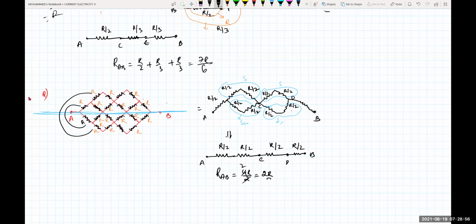This R by 2 and this R by 2 will be in series. So that will become for me how much, beta? R. R by 2 plus R by 2 is in series. This is R. This R by 2 and this R by 2 is also in series, there is R. These two will become in which combination? Parallel. So that will become for me R by 2.